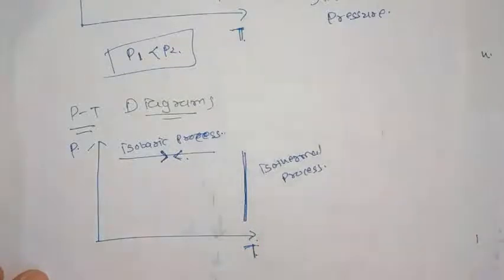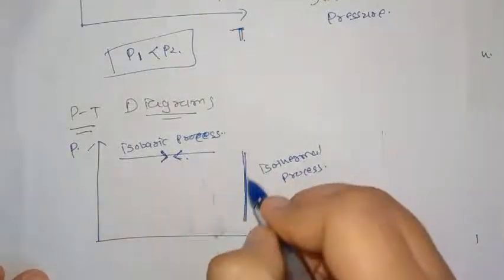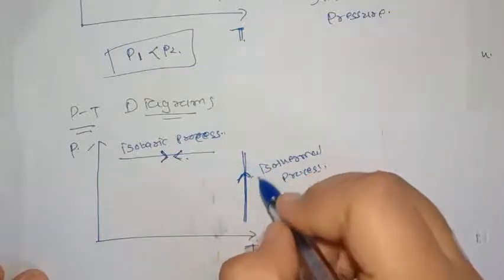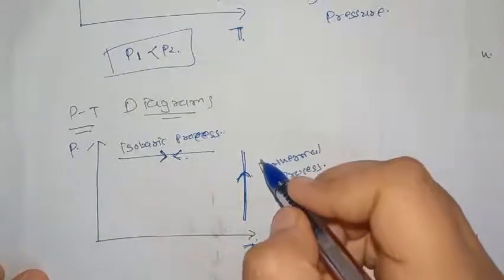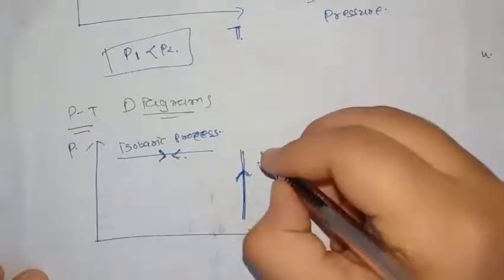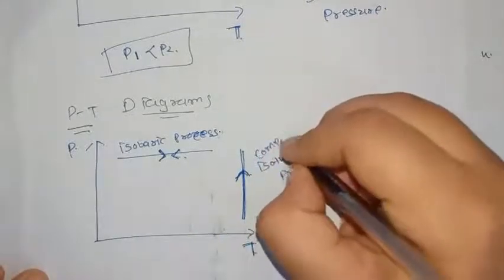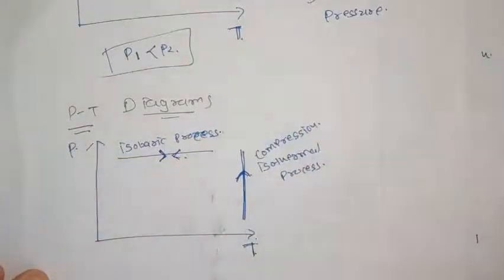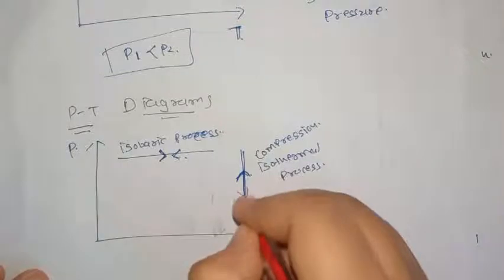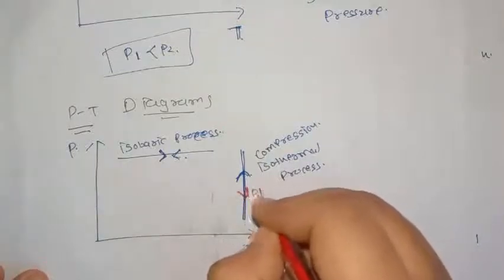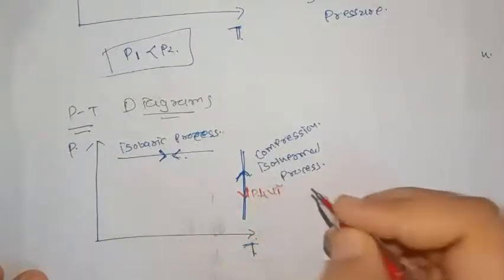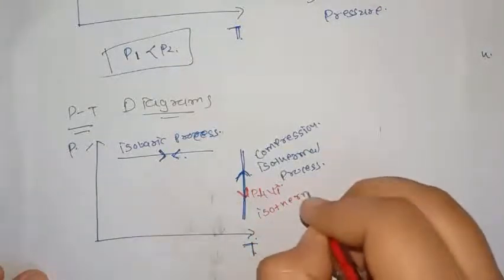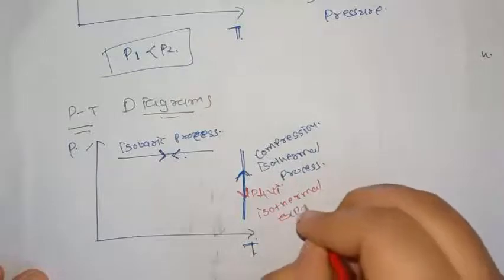Now, if we are moving up, then pressure is increasing. If pressure is increasing, then volume is decreasing. So it will be the isothermal compression. And if we move down, then pressure is decreasing, volume is increasing. So this will be the isothermal expansion graph.